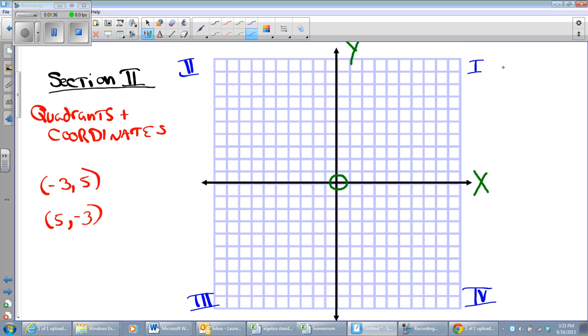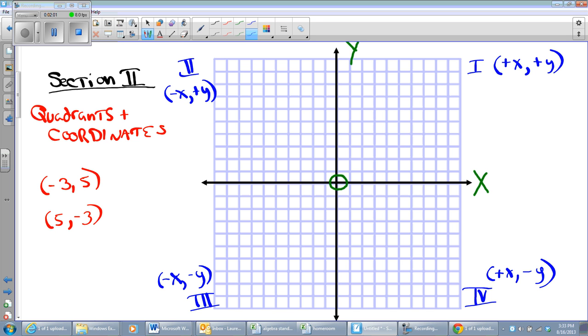All right, now it's important to know that in quadrant 1, the x-coordinate, which always comes first, is positive. The y-coordinate is also positive. In the second quadrant, x is negative. The y-coordinate is positive. The third quadrant, they're both negative. And in the fourth quadrant, they are positive x and negative y. Believe it or not, some people were really messing that kind of stuff up.